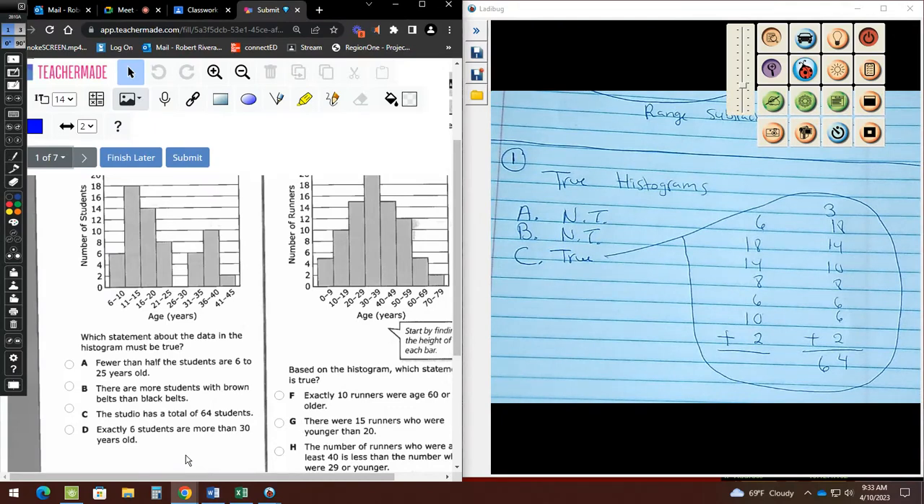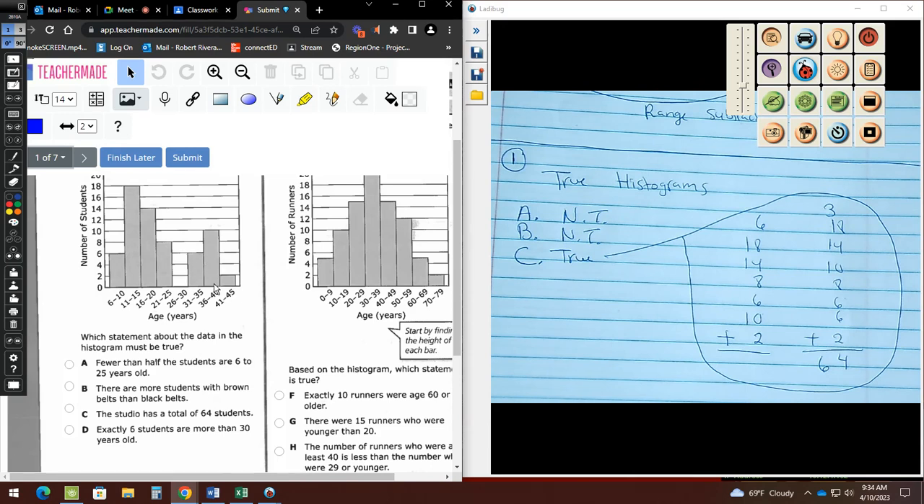D. Exactly 6 students are more than 30 years old. So we're going to go to this bar. And do we have exactly 6? No, we have more on the right side. You see, some kids will choose this and they'll say, yes, look, exactly 6. And how about the 36 to 40-year-olds? How about the 41 to 45-year-olds? We have more kids over here.